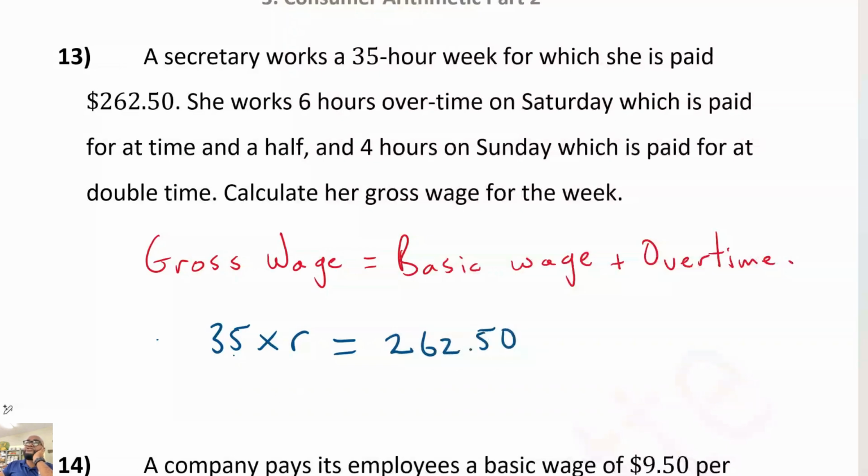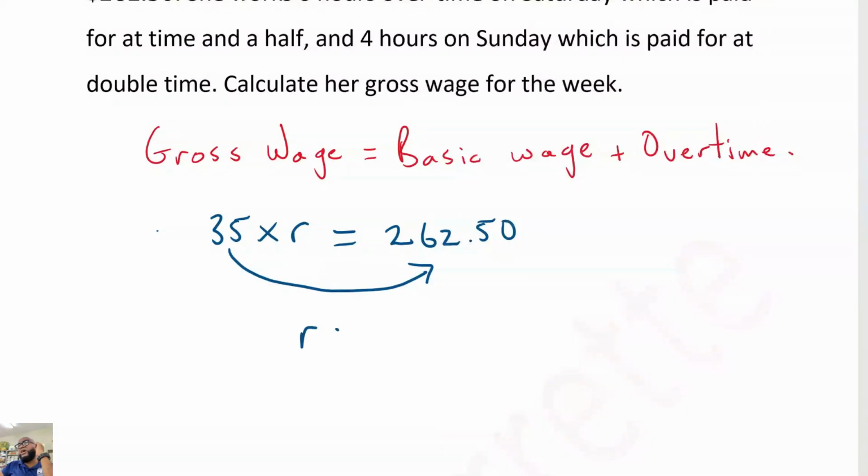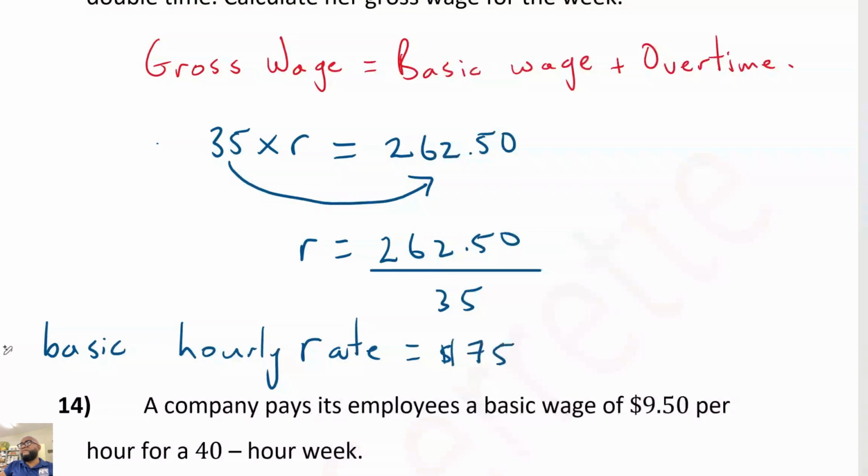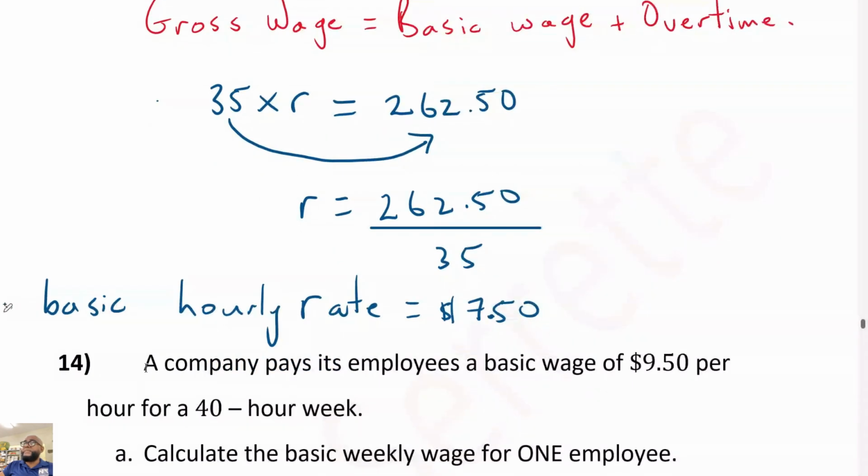$262.50, right? So in order to find my hourly rate, what do I do with this 35? Divide. Excellent. So my hourly rate would be equal to $262.50 divided by 35. Right? $7.50. And so this is my basic hourly rate, $7.50, okay? Now, that's my basic hourly rate.